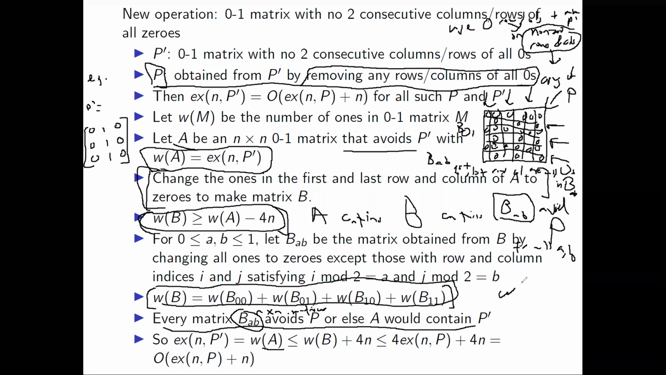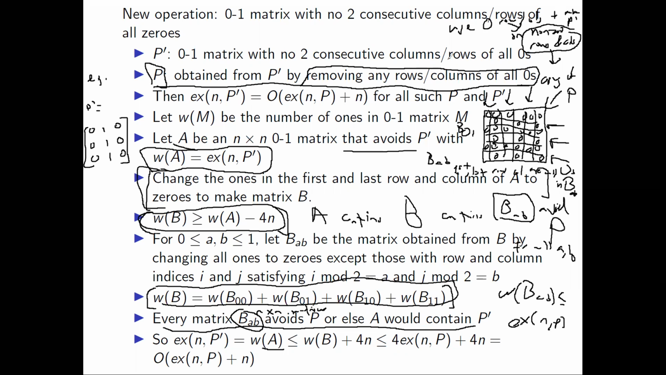That's because the weight of each BAB is less than or equal to EX of n, P, and that's because BAB is an n by n 0, 1 matrix, and it avoids P. So we just substituted there. And for 4 times the extremal function of n, P plus 4n, this is big O of EX(n, P) plus n. So that completes the proof of this bound.